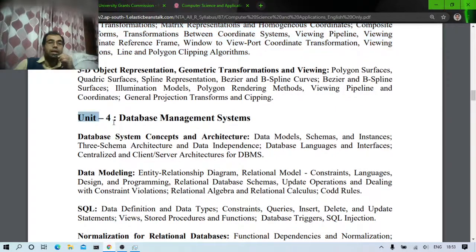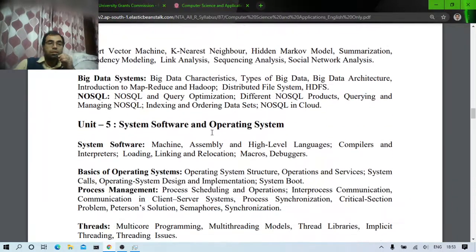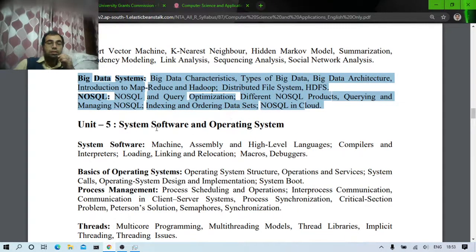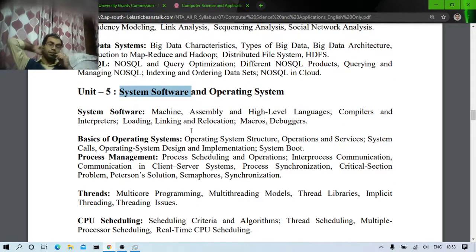Database management system, a highly crucial subject for GATE and UGC NET. This will come for 10 marks both sides, 10%, 10%. On the other hand, big data is not there in the GATE exam syllabus. System software and operating system, this is there in GATE and UGC NET exam both. Operating system will come for 10% marks both in GATE and UGC NET exam.